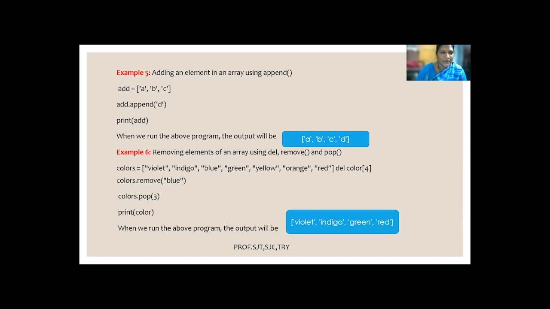Now I'm going to explain how we can easily add an element to an array using the append method. This is one method by which we can easily add any data. add is equal to ABC. There are only 3 characters here. If I want to add another character, add dot append of D. If I want to print add, what will be the output? Already 3 letters are there, A, B, C. Now the 4th letter will be added: A, B, C, D.